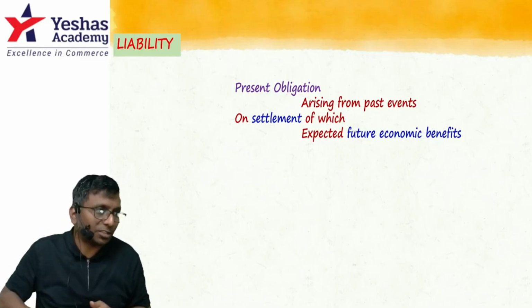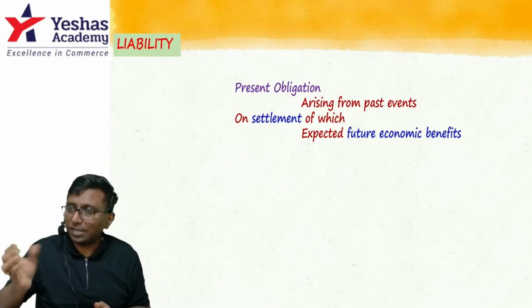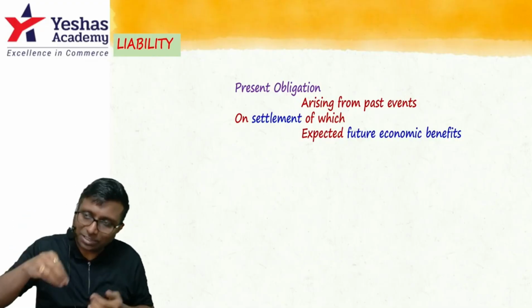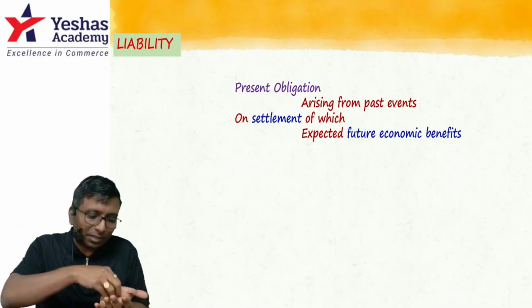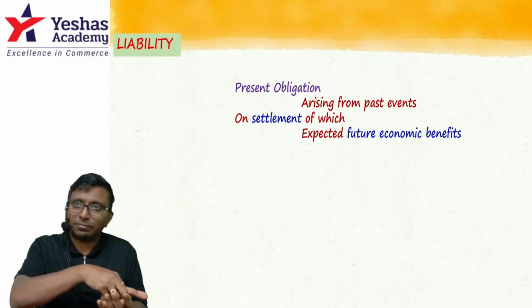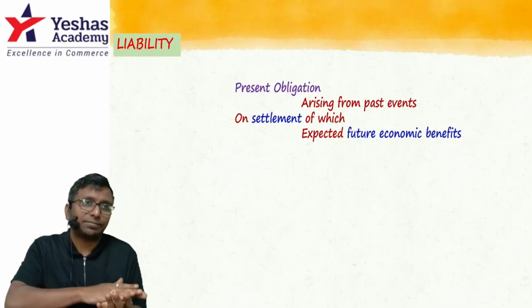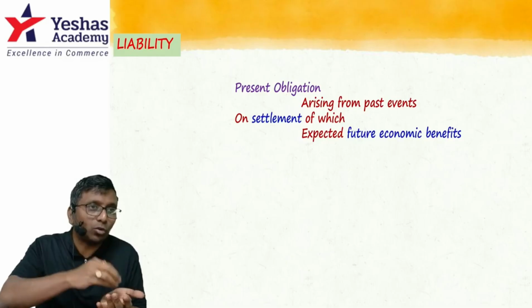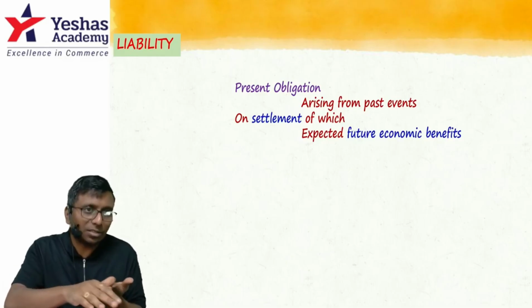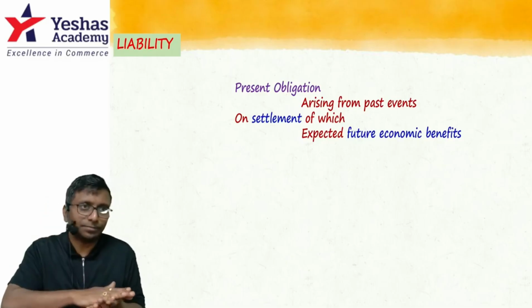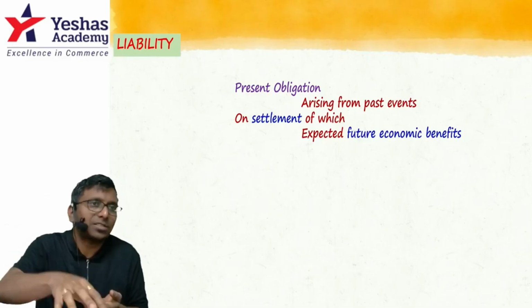I have a few examples for you arising from the past event. So, something in the past has happened. That is a binding event. You have to settle it. What did I say? You have to settle it. Settle it in the sense either repayment can happen or give something else.